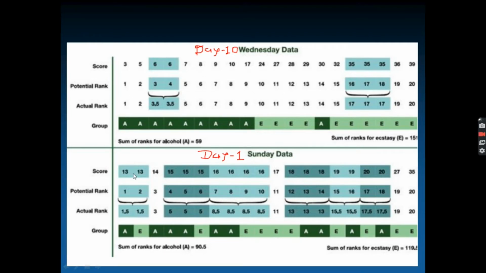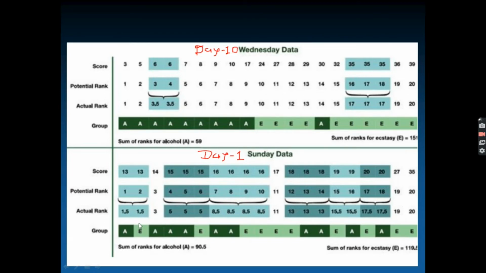So these are their scores sorted in ascending order. You can say day 1 data. We have scores of 13, 13, 15, 15. You can see various scores have the same value, a tie. So we try to break the tie by looking at their original ranking, 1, 2. So 2 plus 1 divided by 2 is 1.5, then 4 plus 5 plus 6 is 15, divided by 3 is 5. So we have an actual rank of 5, 5.